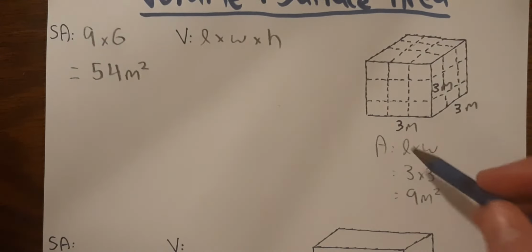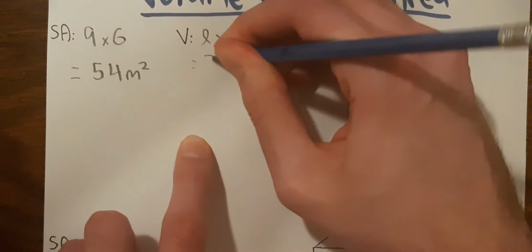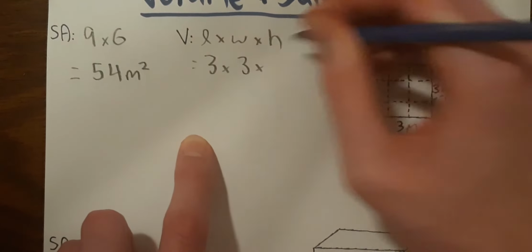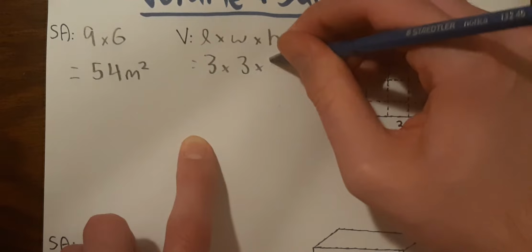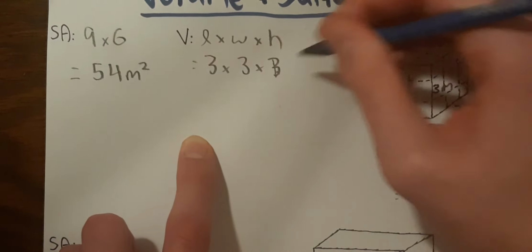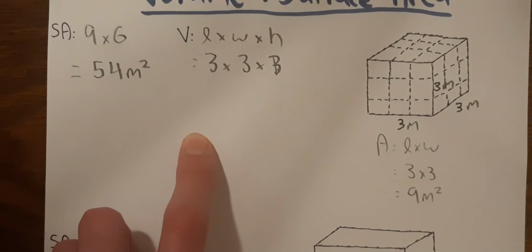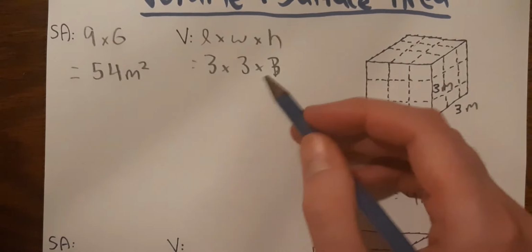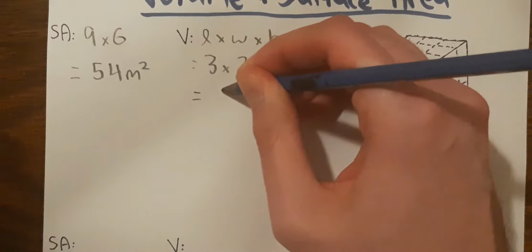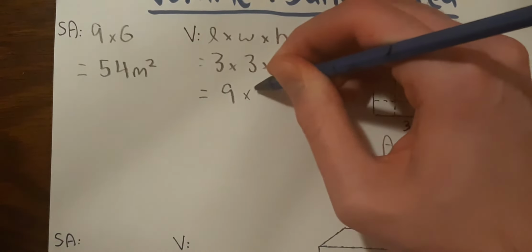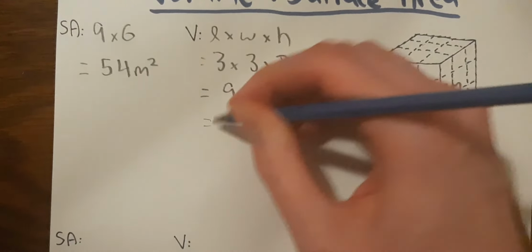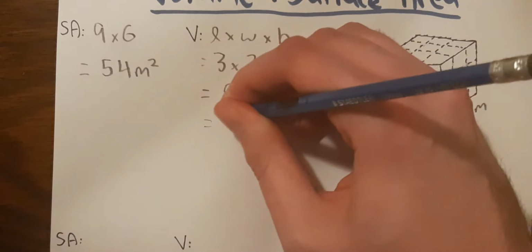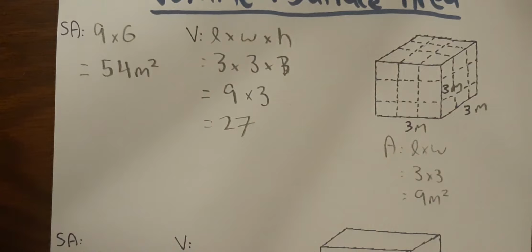Well, what's the length? It's 3. What's the width? Also 3. What's the height? Also 3. Whoops. That's a weird looking 3, but that is a 3. Okay, now we just multiply. What's 3 times 3? That's 9. Then we times it by 3 again. What's 9 times 3? 27. 27 what? What do you think?